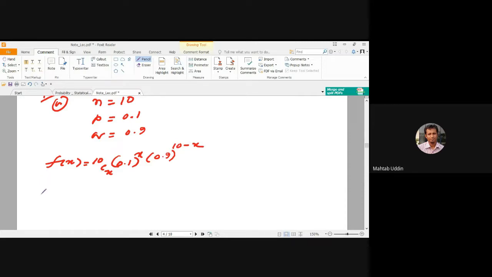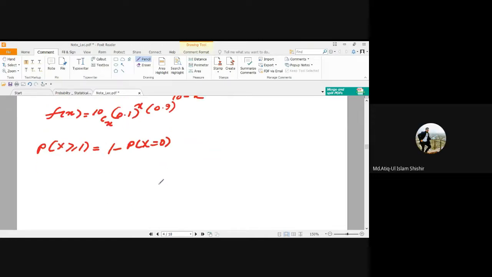So P of x greater than or equal to 1, we will not use it directly. We will write 1 minus P of x equals 0. So 1 minus 10 C 0, 0.1 to the power 0, 0.9 to the power 10. After simplification, we will get 0.6513.